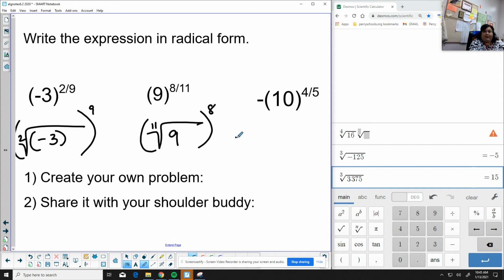And then I've got a negative on the outside. I'm raising the 10 to the 4/5 power. So the 5 would go here, the 10 goes inside, and the whole thing is raised to the 4th power. Notice that the 4 is not, or the negative is not being raised.